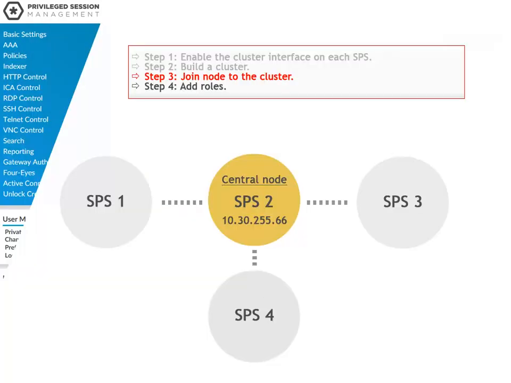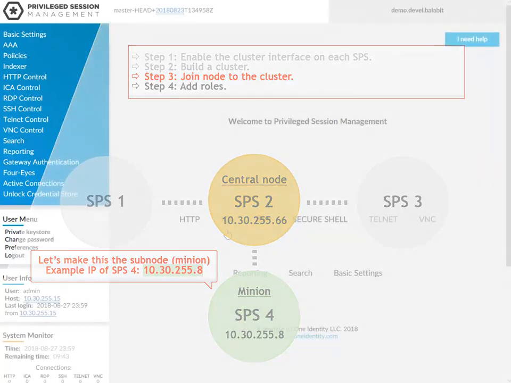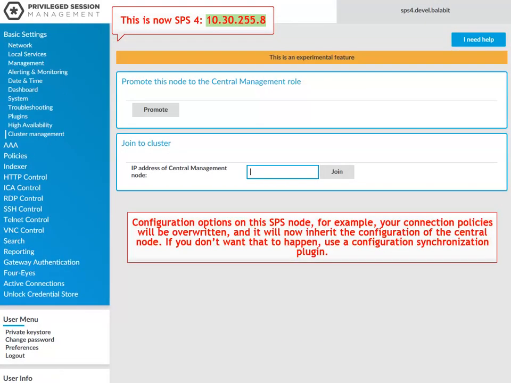You are now ready to join other nodes to your cluster. These will be your subnodes or minions. Select Basic Settings, then Cluster Management. Configuration options on this SPS node, for example, your connection policies will be overwritten, and it will now inherit the configuration of the central node. If you don't want that to happen, use a configuration synchronization plugin.